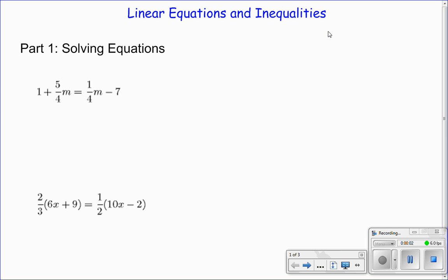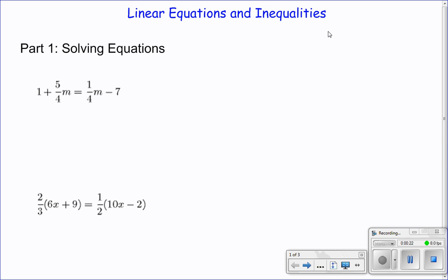All right, today we're going to look at solving linear equations and solving inequalities. Okay, so in this first example, we just want to solve for m. The extra challenge is that we're dealing with fractions. I'm going to show you two different ways to deal with it.